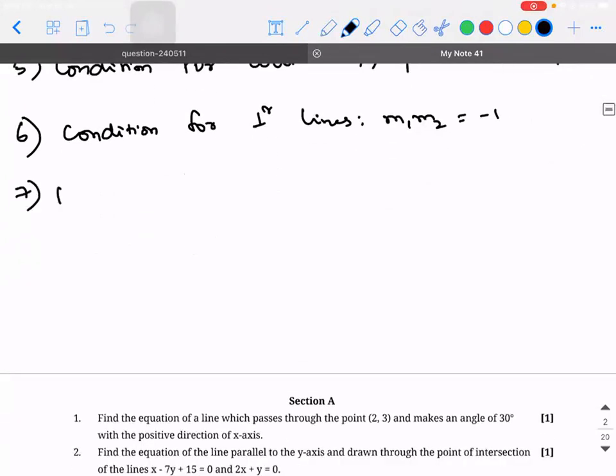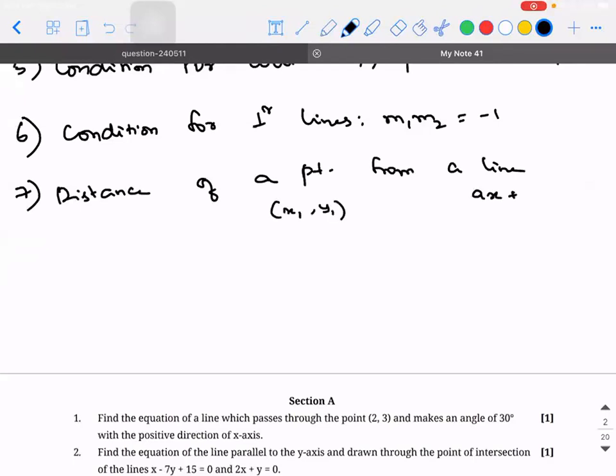Seventh, distance of a point from a line. So the distance of a point x1, y1 from a line ax plus by plus c is equal to 0. Tell me.